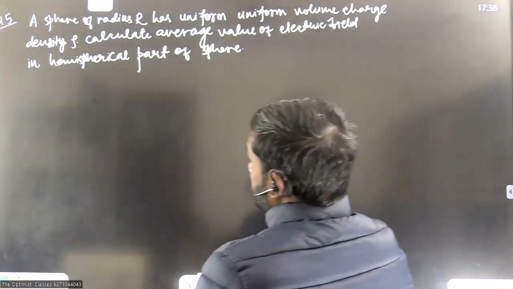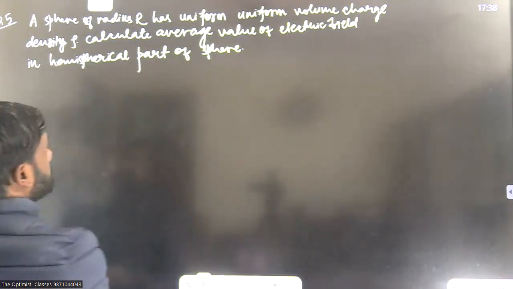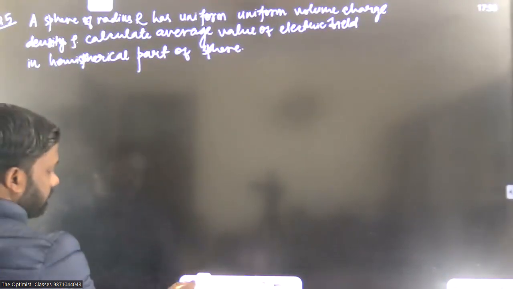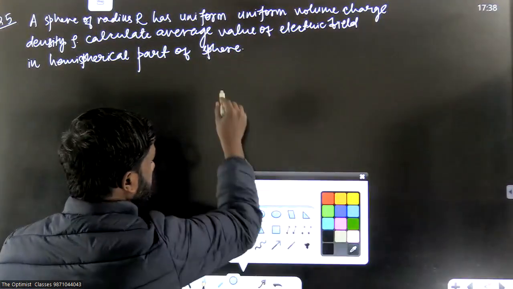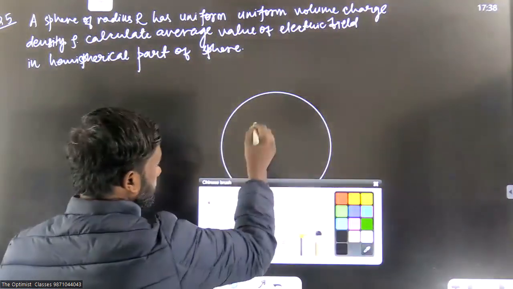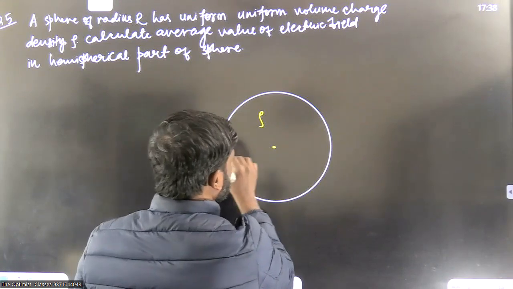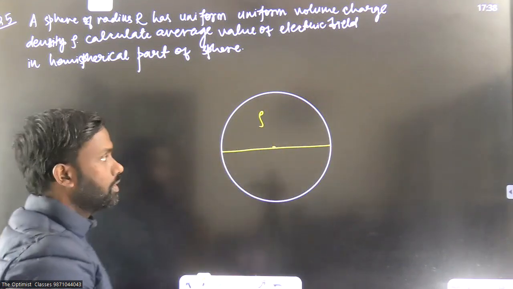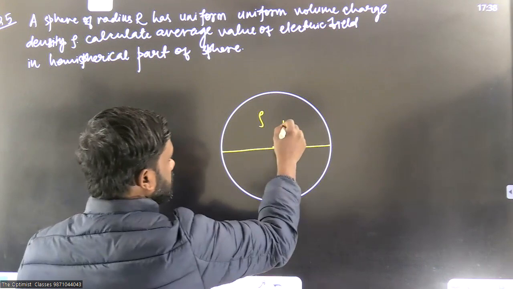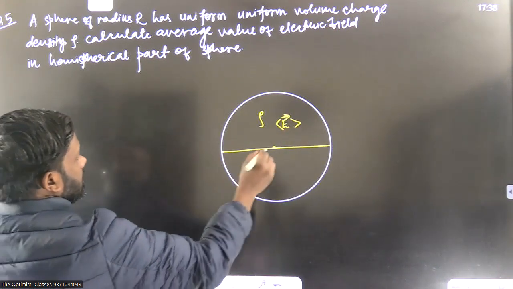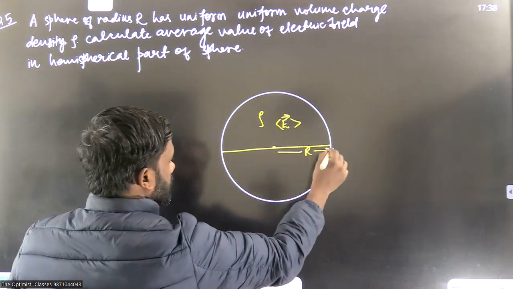Now moving to another question, question number 5. It says a sphere of radius R has uniform volume charge density rho. Calculate the average value of the electric field in a hemispherical part of the sphere. See, this is a sphere and it has uniform volume charge density rho. Suppose this is the hemispherical part of the sphere. We have to calculate the average electric field inside this part. Its radius is capital R, let's say.